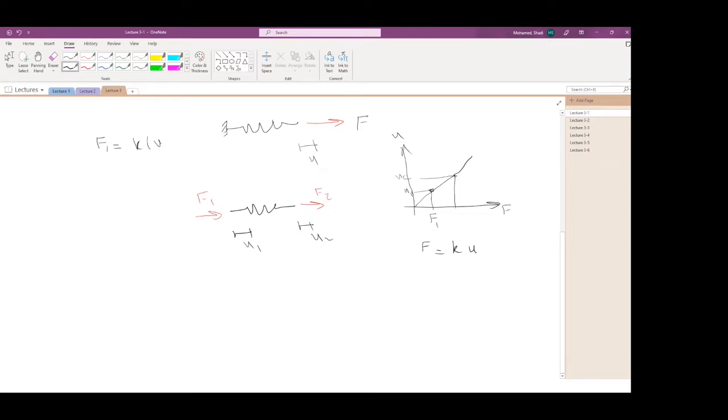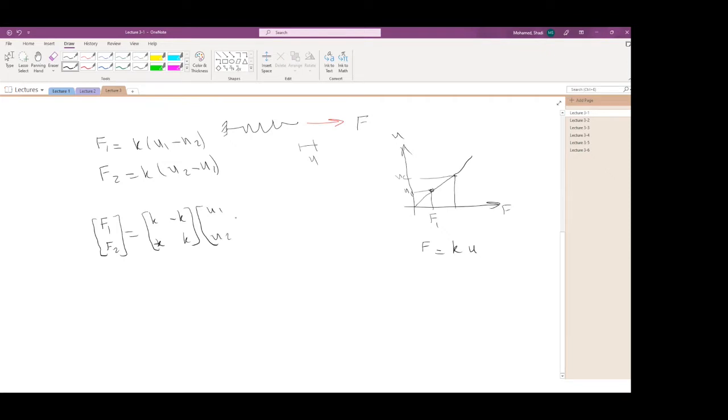So F1 will be K multiplied by U1 minus U2 in this case, and F2 will be K multiplied by U2 minus U1. Now, of course, these two forces are coupled, so there will be an equilibrium between both, and this equilibrium will be connected through the displacement, and you can write this in a general form in this way. So you can write F1, F2 is equal to K, minus K, minus K and K, multiplied with U1 and U2.